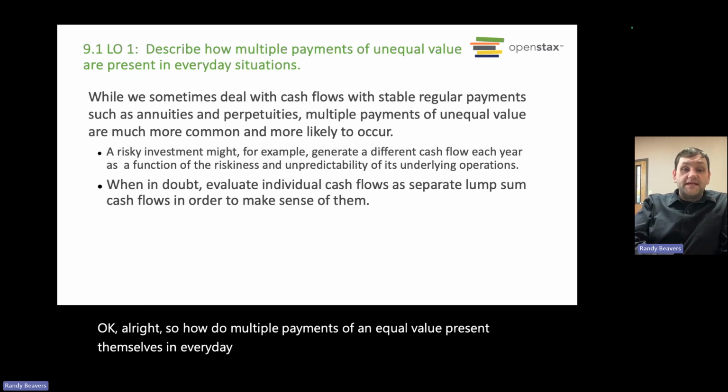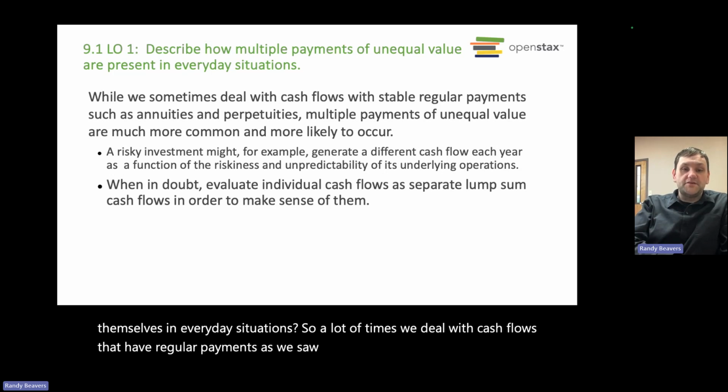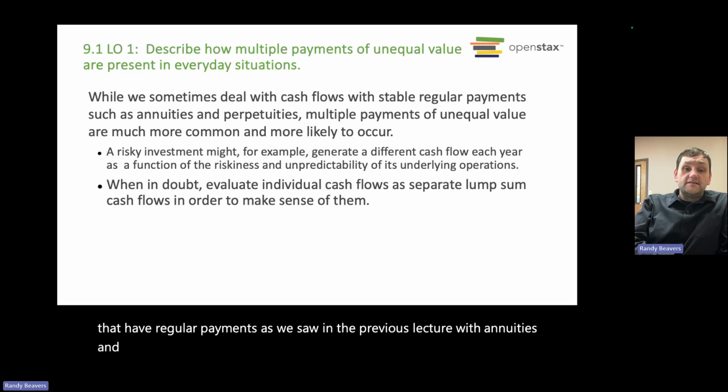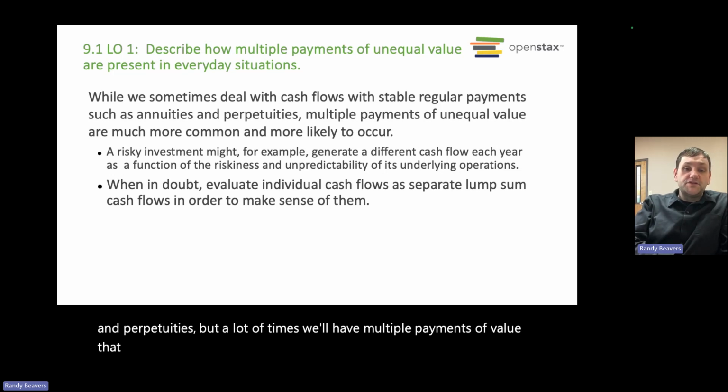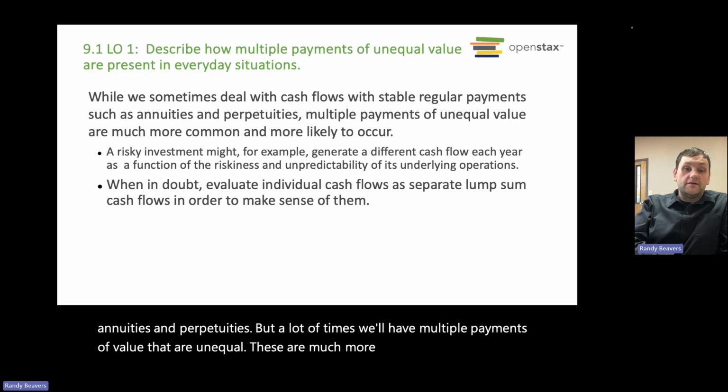So a lot of times we deal with cash flows that have regular payments, as we saw in the previous lecture with annuities and perpetuities. But a lot of times we'll have multiple payments of value that are unequal. These are much more common and more likely to occur.